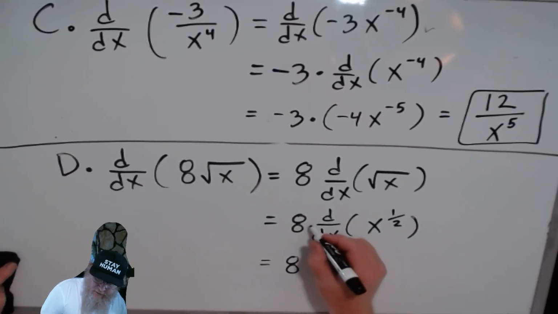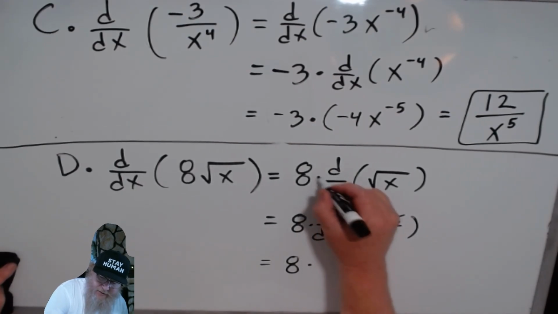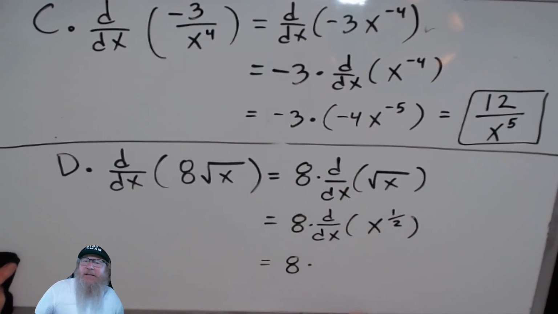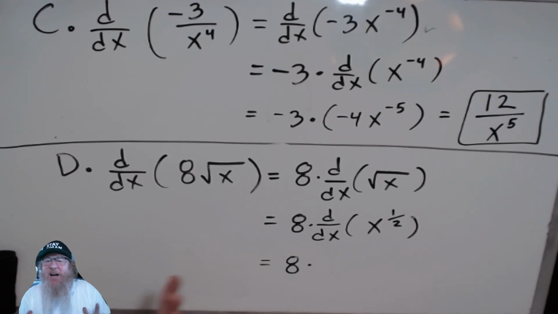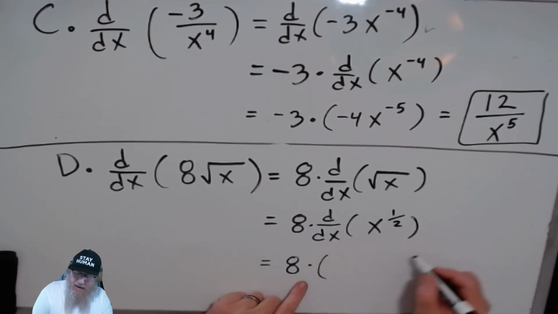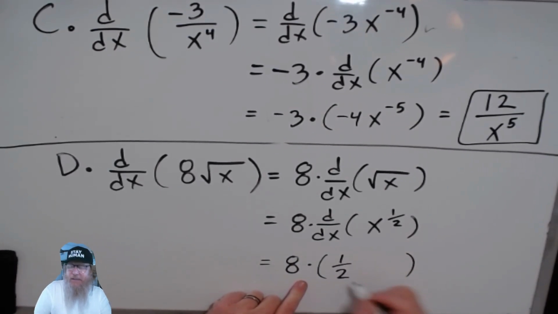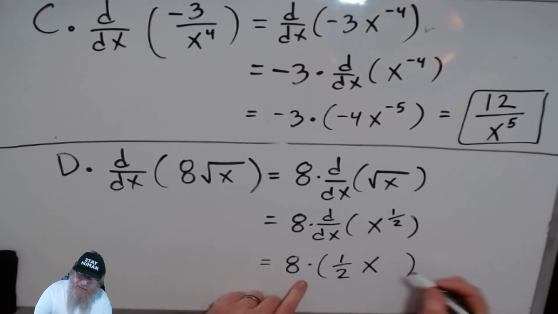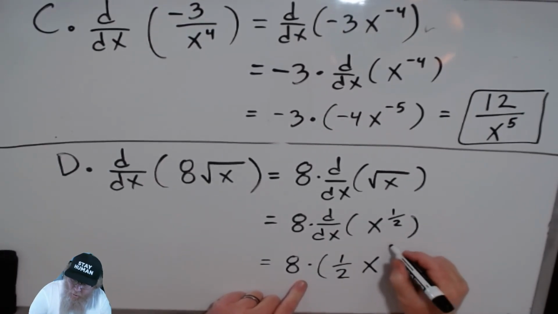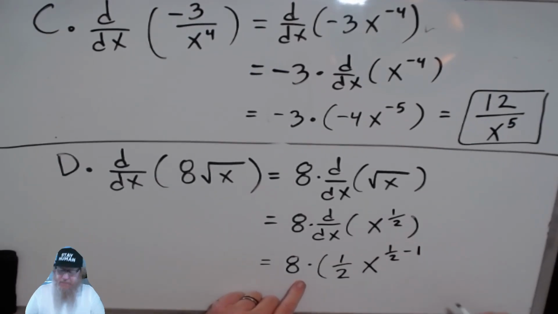So it's 8 times, you don't really need the dot, but I like the dot because it tells me I'm not done yet. When I get rid of that dot, it means I'm done. And so now let's do the derivative. It's going to be 1/2. The power is 1/2, comes out in front, becomes the constant. X to the 1/2 minus 1.